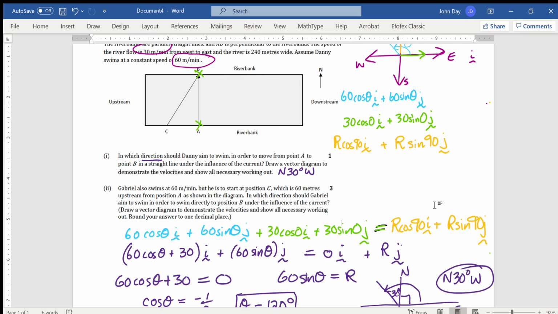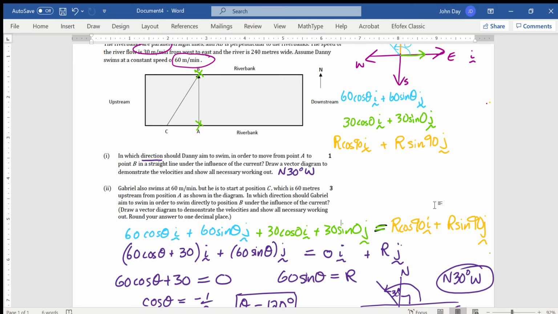We're going to still swim at 60 metres per minute, but he's got to start at C. So he's still going to have to swim off to the northwest a little bit, but he doesn't want to end up going straight across the river. He wants to sort of end up going across to the left. So he won't swim with such a great angle. It won't be 30 degrees. Maybe he swims at 10 or 12 or 15 degrees or something like that out towards the northwest. If he didn't, it would drift across quite significantly. If he just tried to swim straight up, the 30 metres would pull him across significantly.